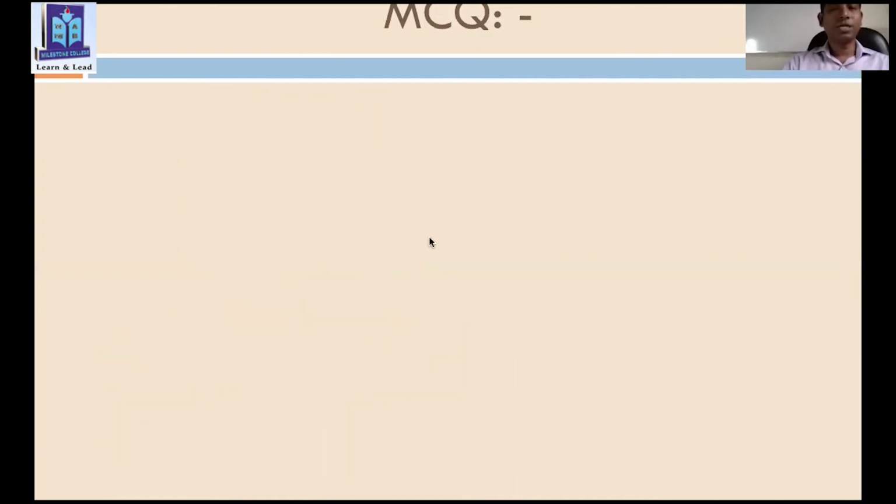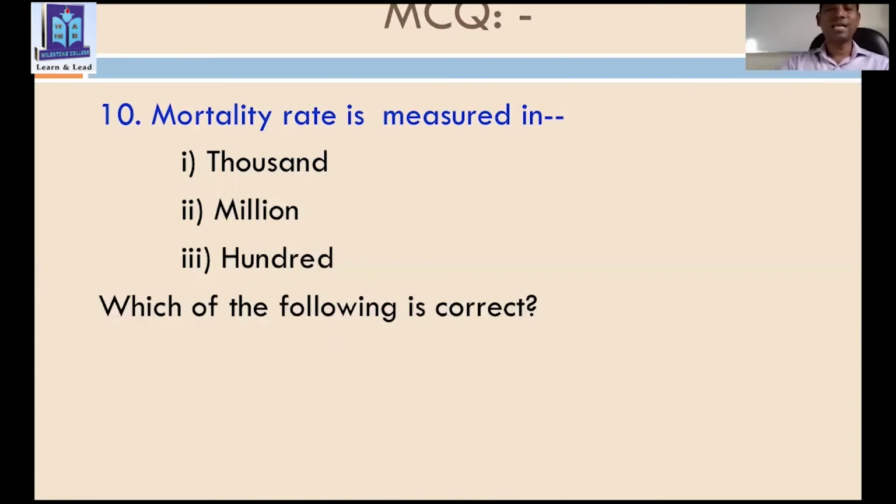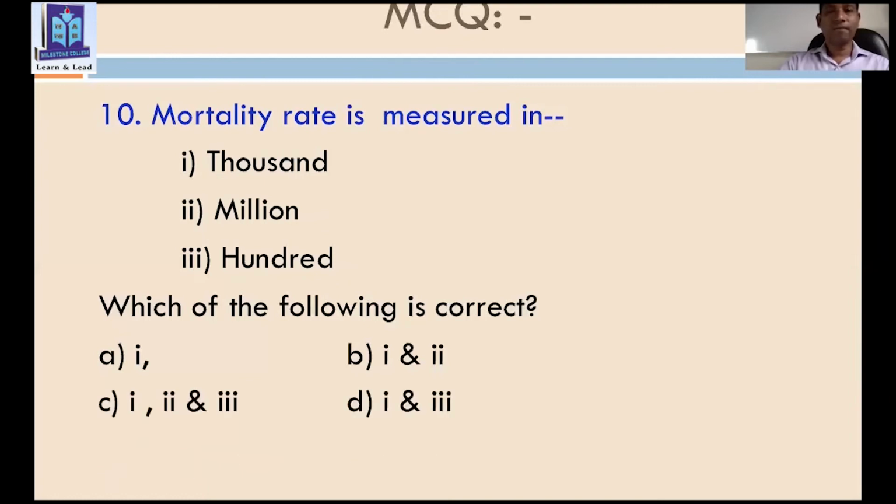The last question here, number 10. Mortality rate is measured in 1,000, million, 100, or which one is the correct answer? A, B, C, or D? Very good. Answer is A. We measure mortality using 1,000, right? Thank you very much.